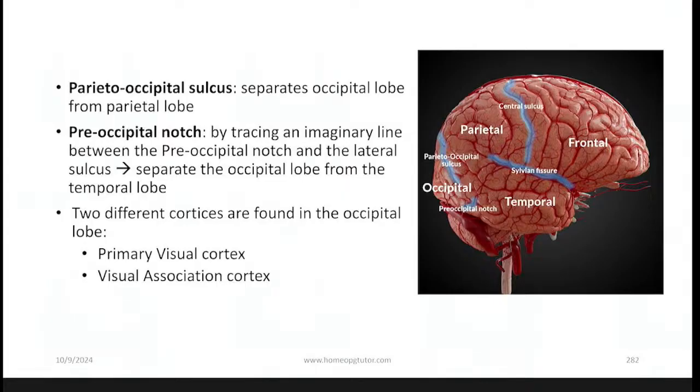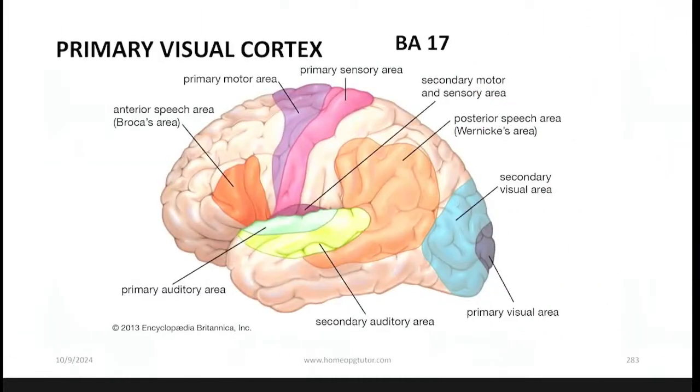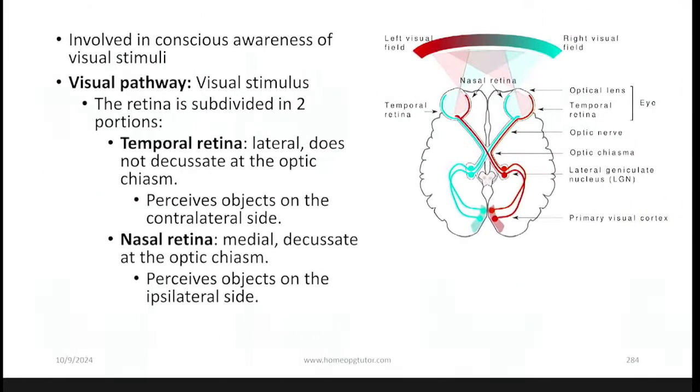See, the primary visual cortex, very simple. The Brodmann area 17. Okay, Brodmann area 17. So what is it involved with? It is involved with the conscious awareness of visual stimuli. Okay, visual stimuli. Okay, we have the visual pathway involved in this. So the visual stimulus, whenever it is there.